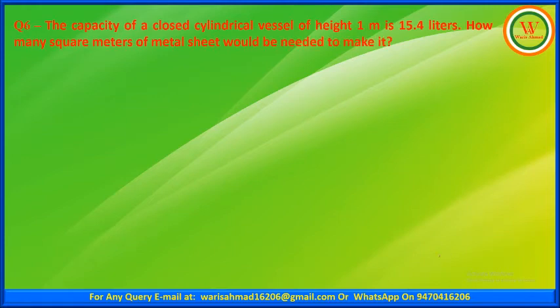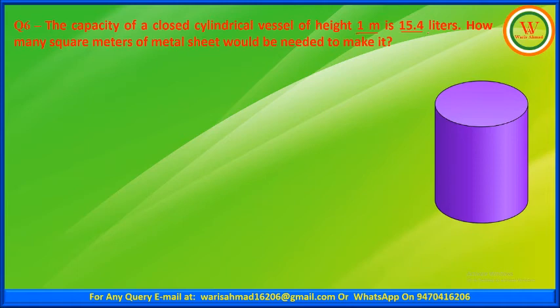So here in this question, it is given that the height of the cylindrical vessel is 1 meter and volume of this container is 15.4 liters. This 15.4 liter is the volume of the container. So first of all, we have to consider a container whose height is given 1 meter. Height and length both will remain same. So let us see the solution of this question.